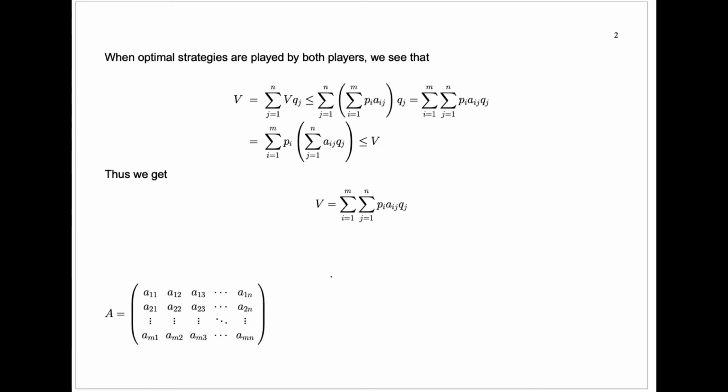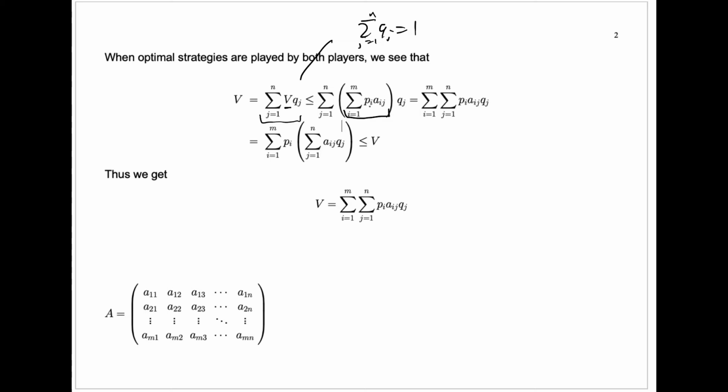Now, let's take a look at what happens when both players play optimal strategies. We're going to write down a big string of equalities and inequalities, and we'll see that something nice happens. The value of the game V can be written like this. Why? That's because the sum from j equals 1 to n of Q sub j is just 1. We're just sticking a V times this quantity 1 here. But now, remember, we had above that V was less than or equal to this quantity.